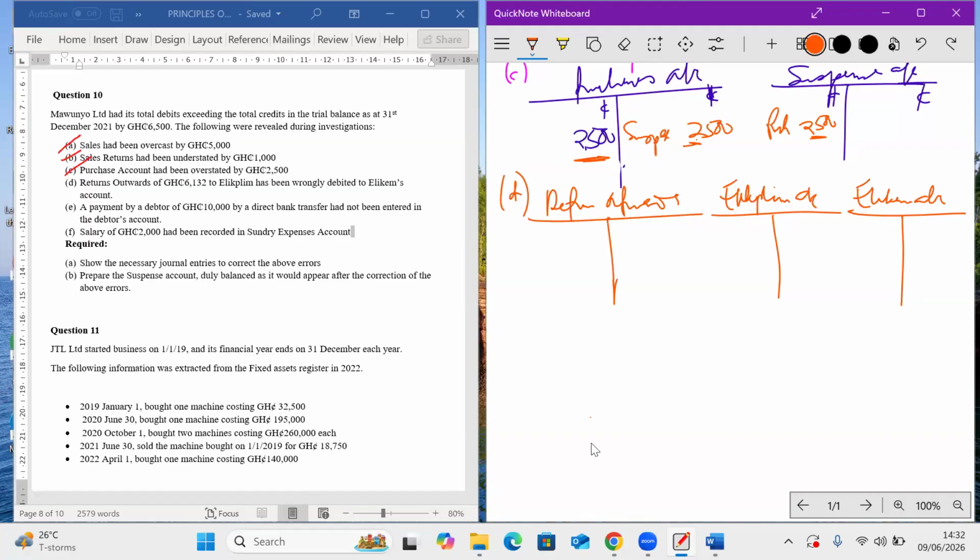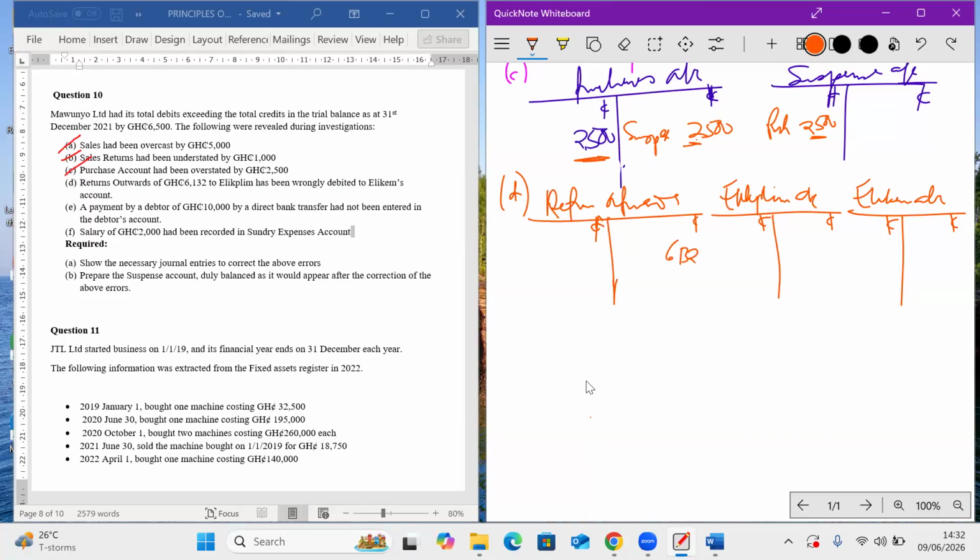to Elichem's account. So you ask yourself, how was it treated in the returns outwards account? It was on the credit side. Return outwards is a reversal of which account? Purchases. What other name can you give to return outwards? Purchase returns. Return outwards is going out, and credit is out. So it said it was 6132.